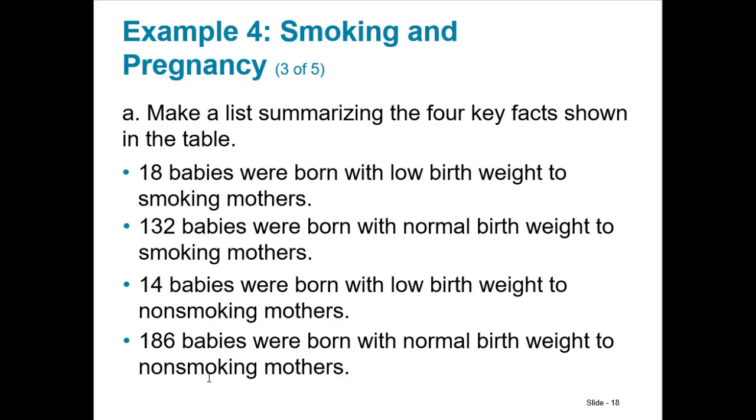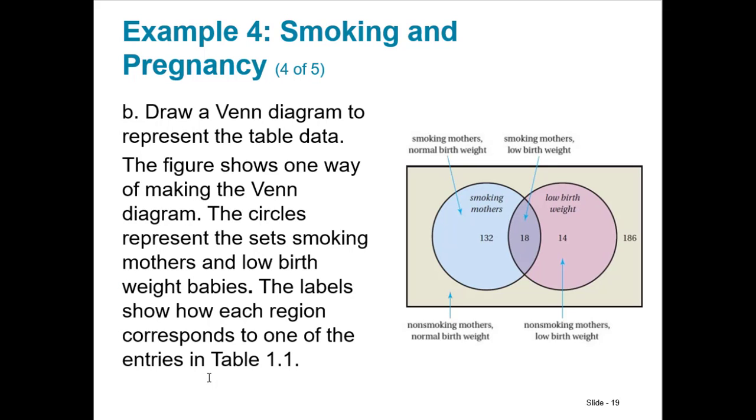Now we can put all those numbers together. So we've got the intersection between smoking mothers and low birth weight. We can see that these 14 babies were the low birth weight ones that came from non-smoking mothers. These 18 came from the smoking mothers and low birth weight. These 132 were smoking mothers who had normal birth weight. And then these 186 were the normal birth weight from the non-smoking mothers.